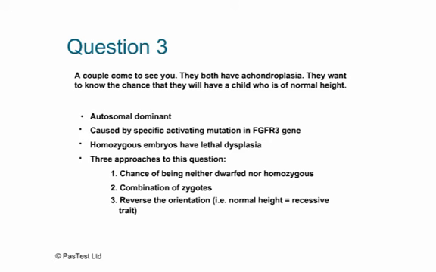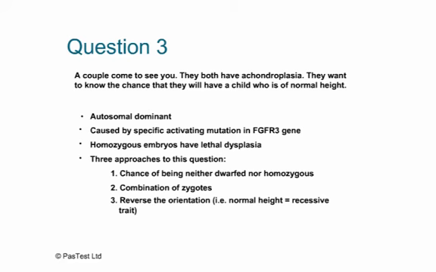So, there are essentially 3 ways to approach this question. All of them are of course right, but it really depends on how you prefer to think about the problem. You can approach it mathematically by asking what is the chance of the child being neither dwarfed nor homozygous, or you can think about it more pictorially by looking at the combination of zygotes, or you can reverse the orientation of the question and think of normal height as being a recessive trait that these 2 individuals carry. So let's look at each of those possible ways of approaching the question.